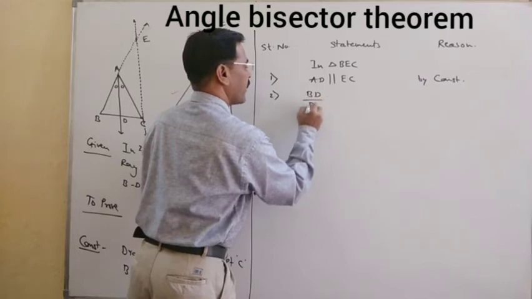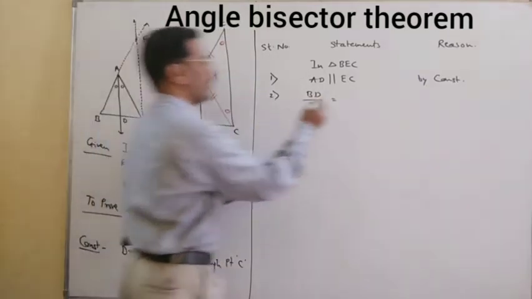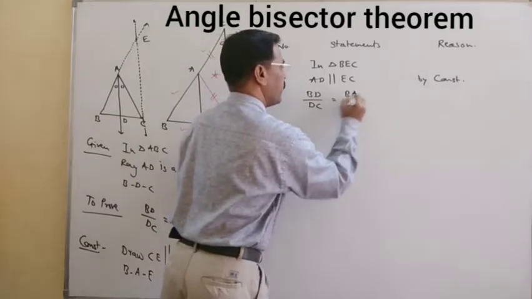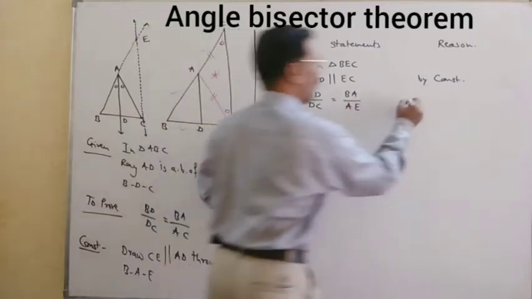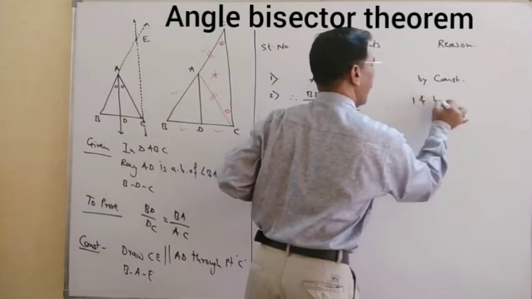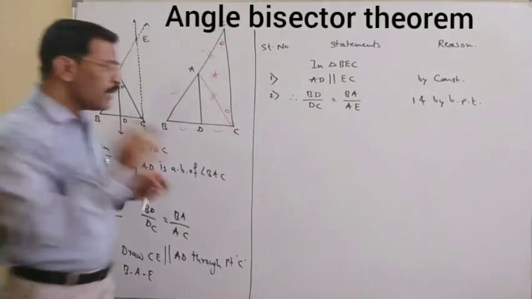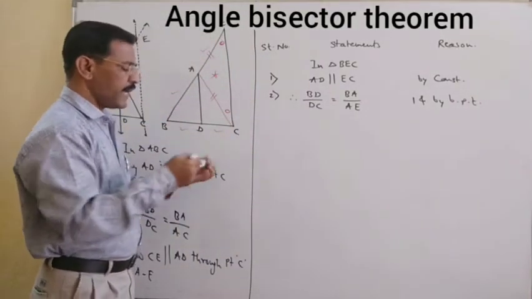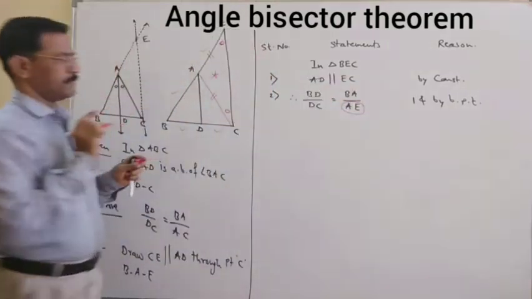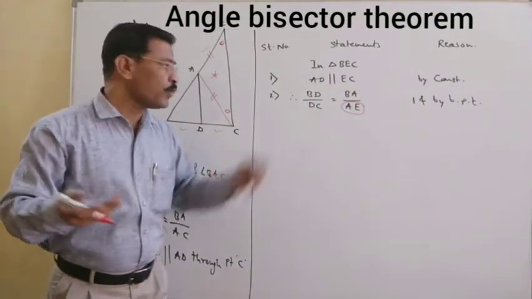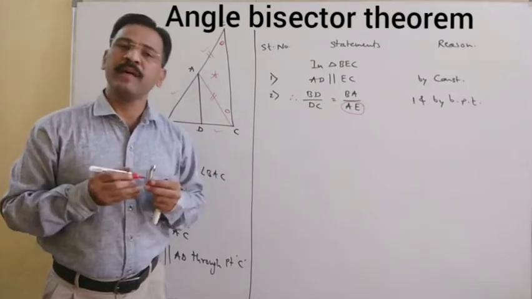Just try to apply very carefully. BD upon DC is equal to BA upon AE. This is from 1 and by BPT. Okay? Now, only we have to replace this AE by AC. The next part, which we are going to prove, AE is equal to AC, then replace AE by AC. That will be the proof.